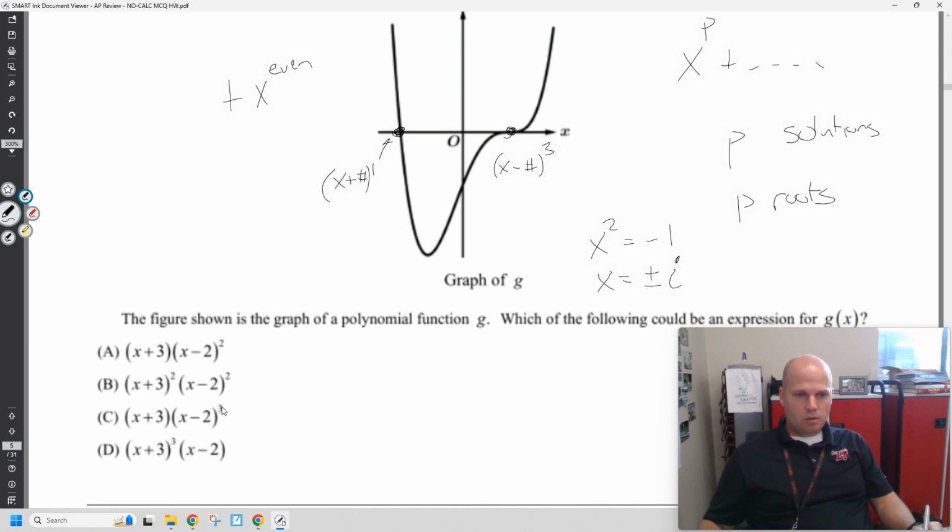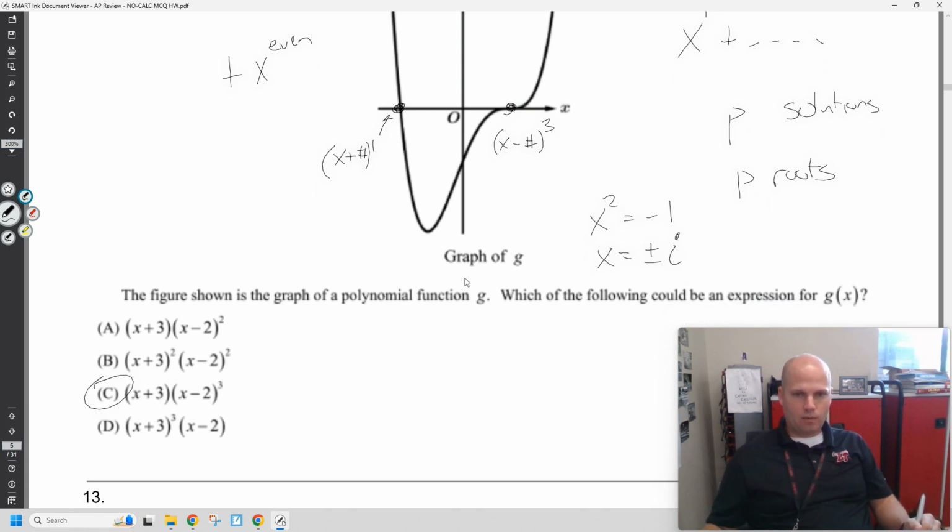I can see multiplying them all out, I get an x to an even. I get x minus a number cubed. So there's that x minus 2 cubed. If I plug in 2, I get 0. We will slow down around that because of the third power. And then here, x plus 3 means negative 3 would be the root. And that works out well.